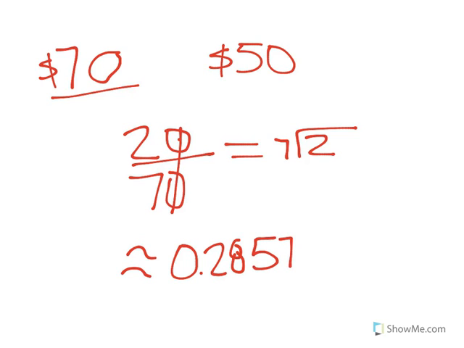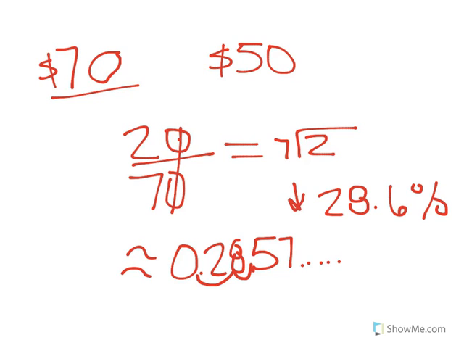Now this is an irrational number, meaning it goes on forever. But to find the percent, it's out of 100, so we're going to multiply by 100, so it's around 28.6% discount or markdown. So if someone were to ask, what percent did you save? It was at $70, it went down to 50. What percent did you save? You saved around 28.6 or around 29%.